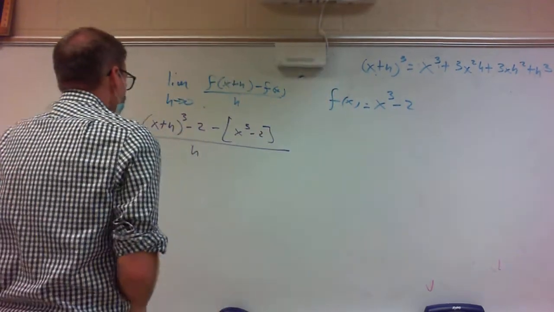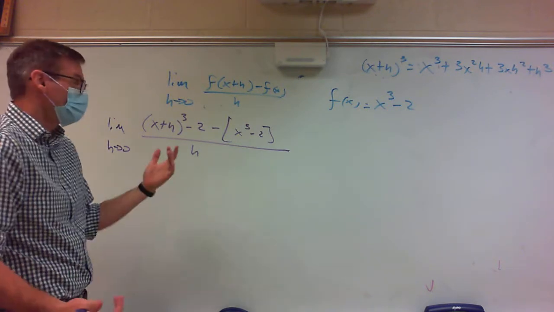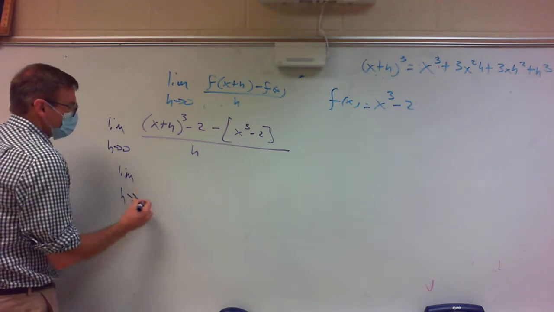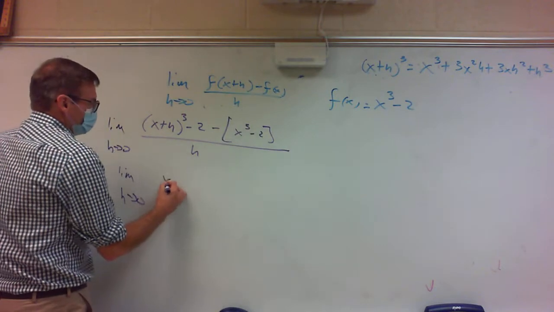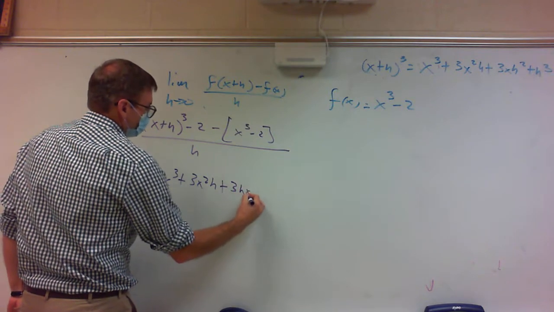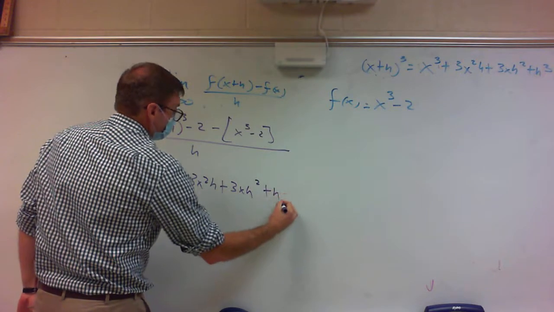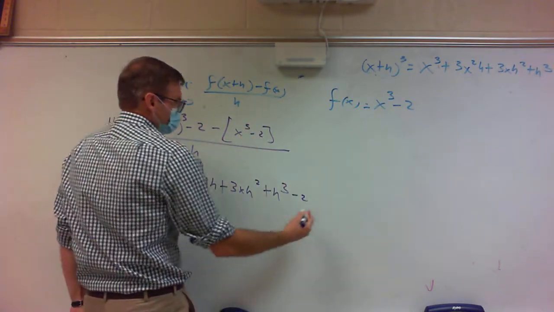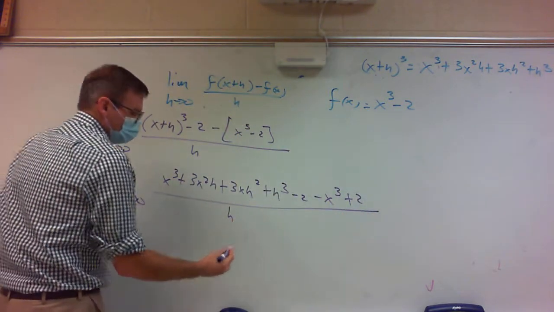Okay. So now when we plug in and take the derivative, the rest is just a bunch of algebra. So I'll get the limit as h goes to 0. I'm going to multiply this out. I already did that for you. So we end up with x cubed plus 3x squared h plus 3xh squared plus h cubed minus 2, and I'll go ahead and distribute the minus sign, so I get minus x cubed plus 2, all over h. Yay!